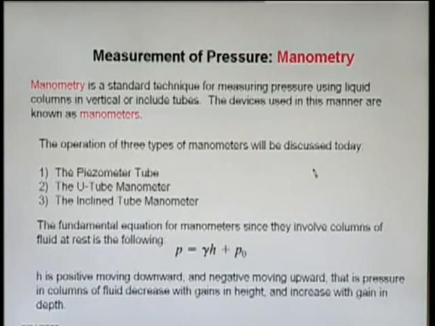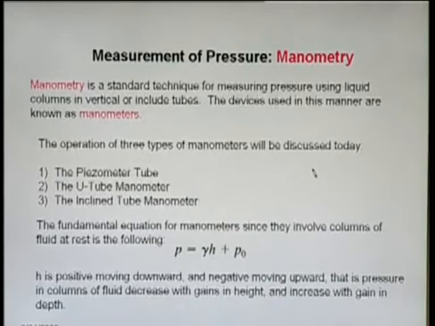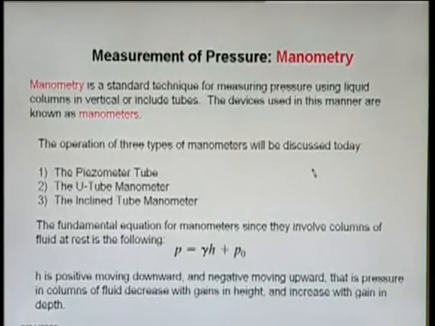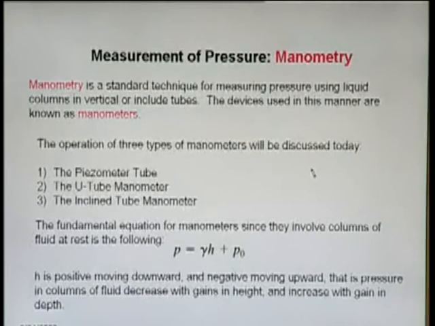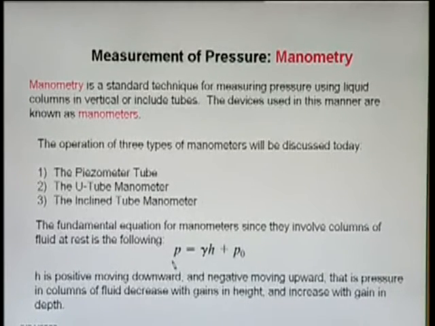So depending on the shape and their connectivity, we divide the manometer into three categories: piezometric tube, U tube manometer, and inclined tube manometer. The fundamental equation of manometry is P = γH + P₀. Pressure can be written in terms of the weight density of the fluid multiplied by the height of the fluid, plus P₀, where P₀ is atmospheric pressure if this tube is open to atmosphere.